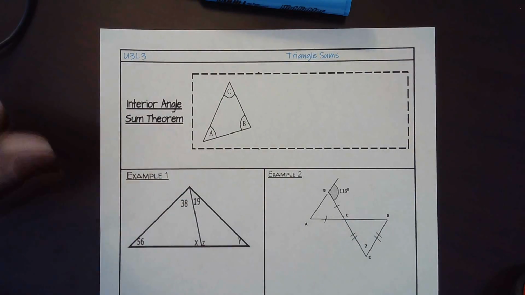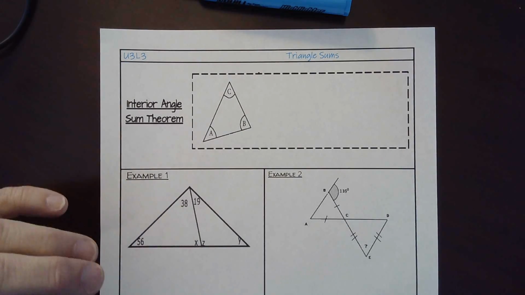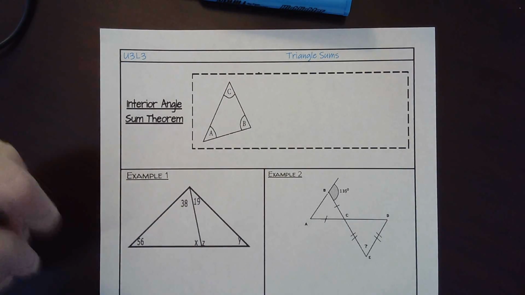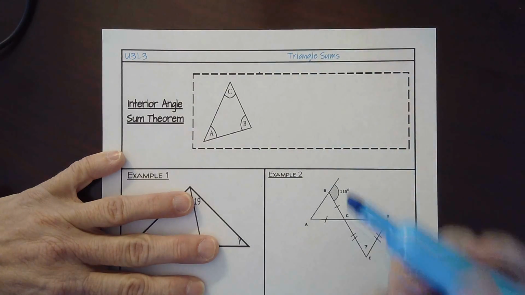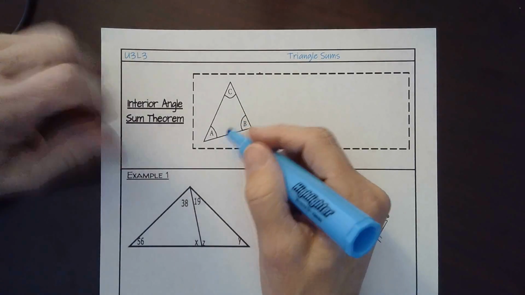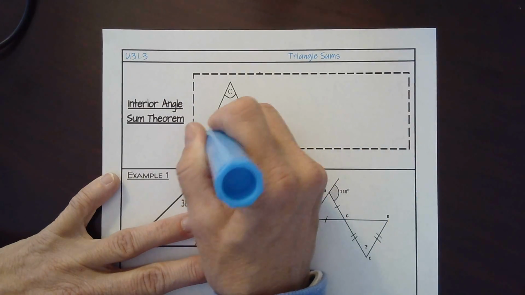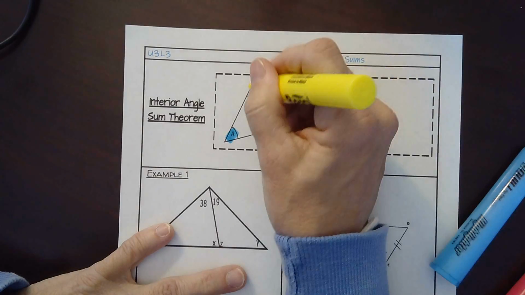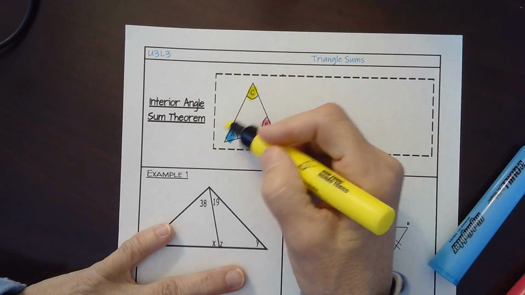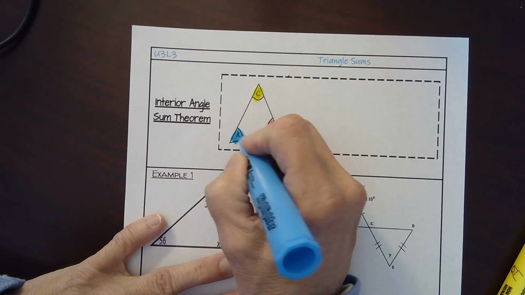Okay, it's time to jump into lesson 3. Today we're going to talk about specific angle measures and their sums. So here we have a triangle. Triangles always have 3 angles. So you have angle A, and you have angle B, and you'll have angle C. Okay, and this was just marked randomly. The order that these were marked doesn't really matter.